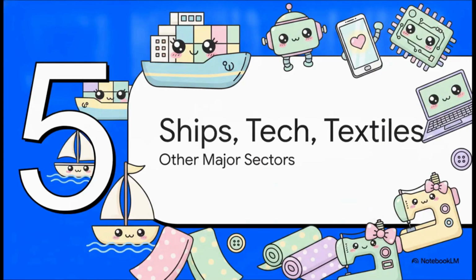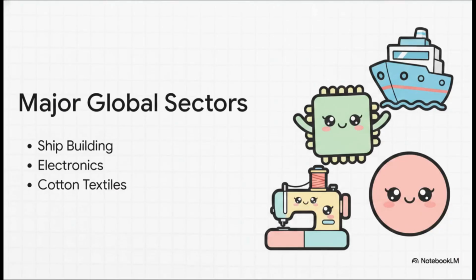Moving right along into Section 5, we're going to briefly touch on ships, electronics, and textiles. We definitely can't forget these other key sectors. While iron and automobiles often hog the spotlight in global economic data, these three, the shipbuilding industry, the electronics industry, and the cotton textiles industry, they follow the exact same geographical rules we've been talking about. They're all heavily influenced by those core location factors we outlined earlier. They require strategic locations near ports or markets, they rely incredibly heavily on capital and advancing tech, and they are constantly shifting their global footprint just to optimize production and keep costs down.